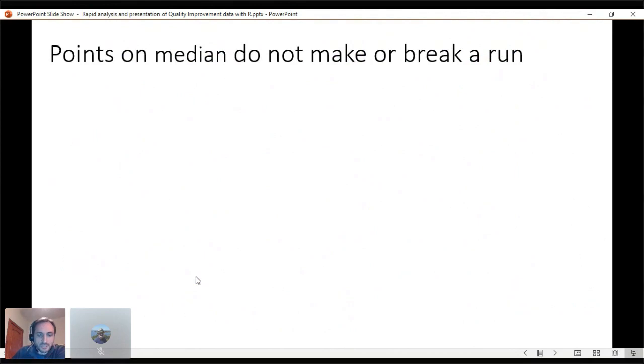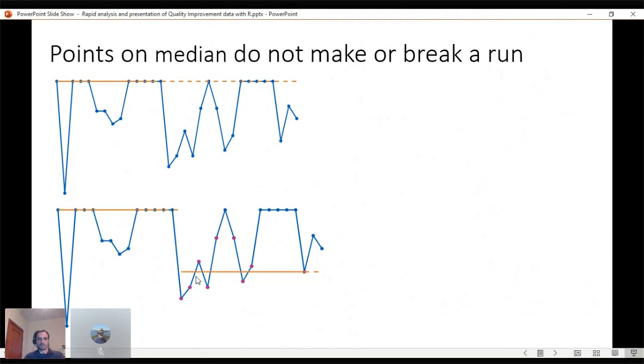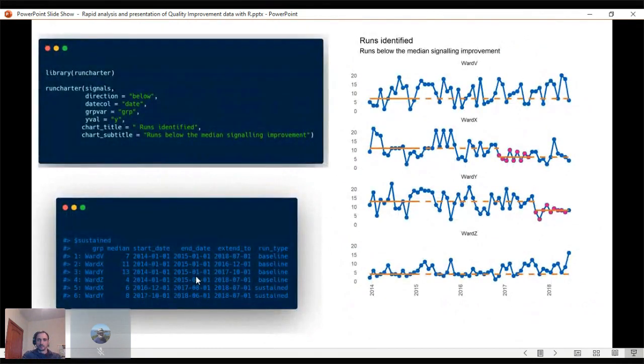Now, the points in the median, just to show how tricky this can be. If you're looking at the data, it's maybe not apparent what's going on, but runcharter finds the run below the median, which is spread over about 15 points rather than 9. It doesn't require much to get a plot. Just feed in your three variables, the direction you're looking for, your date, your grouping variable and your Y value, and you get the plot and a data table showing the baseline and any sustained runs.